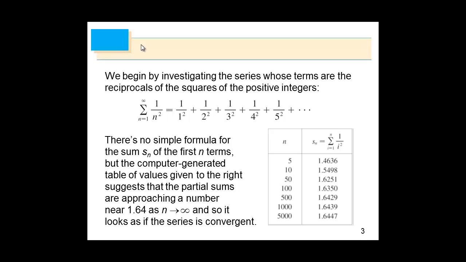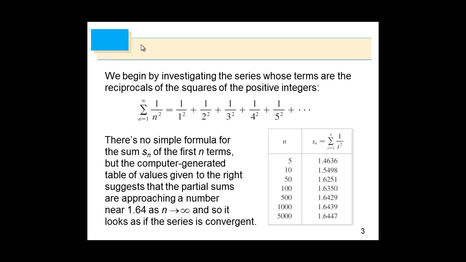If I look at the partial sums, so in this table what I have is the values of n and the corresponding partial sums. So S5, remember, is the sum of the first 5 terms. S10, that's the sum of the first 10 terms. S50, that's the sum of the first 50 terms, and so on. Now if you look at the partial sums, it seems like the partial sums are converging to something like 1.6. Would you say that?